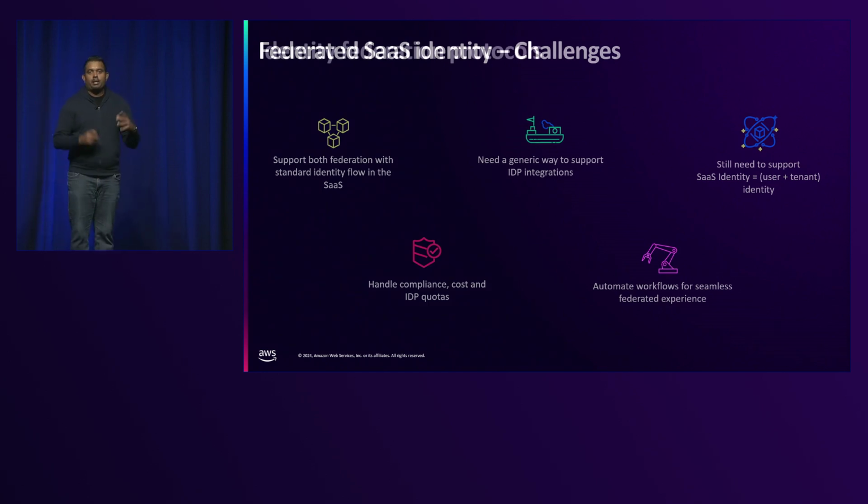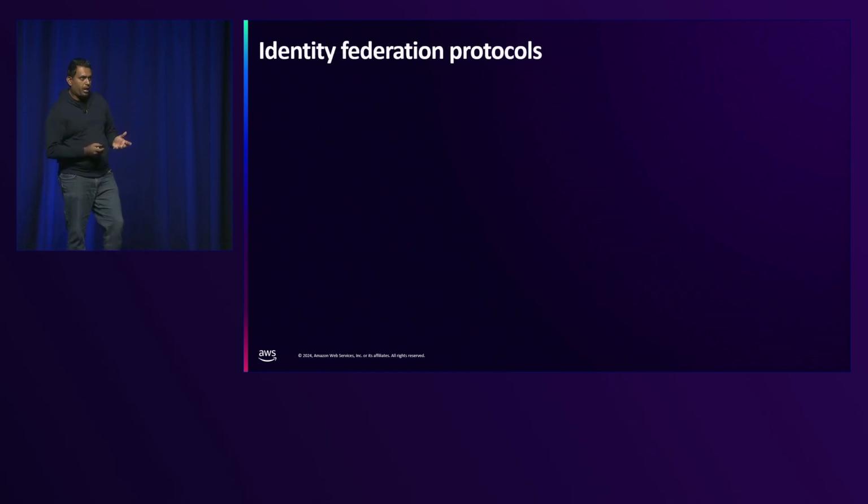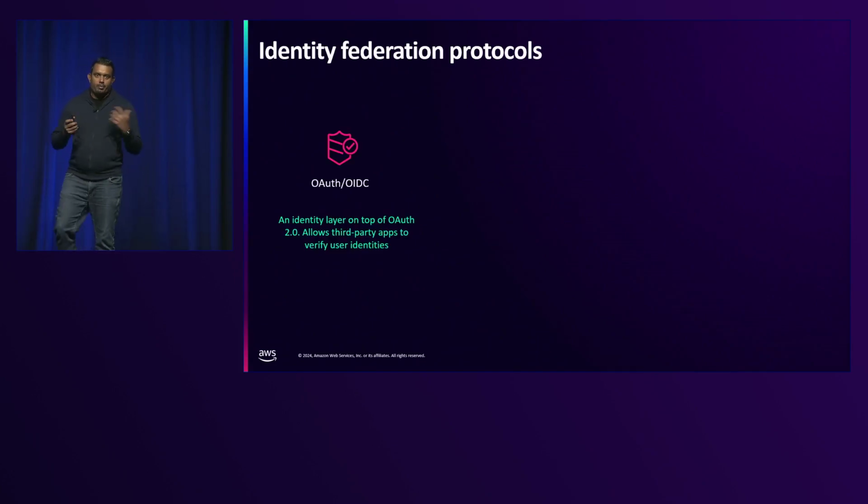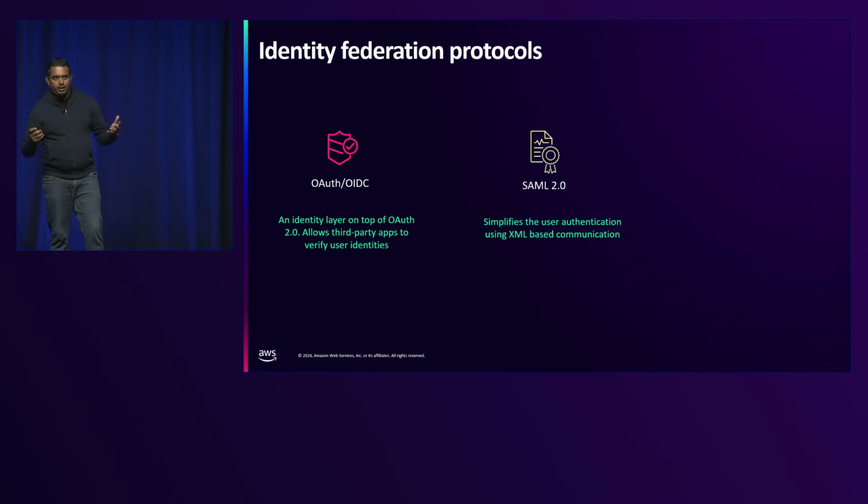Now, we mentioned that there are multiple federation protocols out there, and today we want to dive deep into a couple of them. OpenID Connect, we roughly mentioned this earlier. It's an identity layer on top of OAuth2, Cognito being one of the examples, and there's a whole bunch of partner solutions like Okta that support OIDC. And then we have SAML 2.0 that's been around quite a while. That helps to simplify the user authentication using XML assertions, and Active Directory being the example.